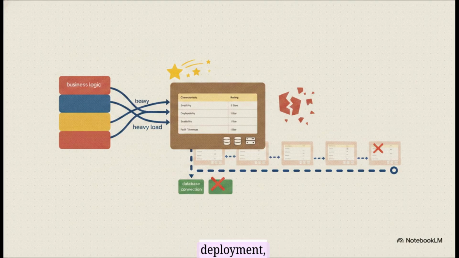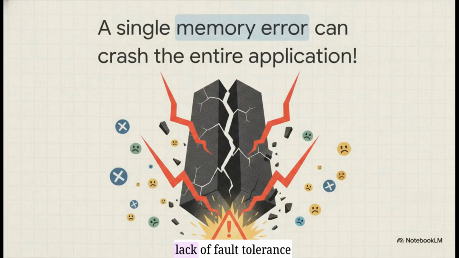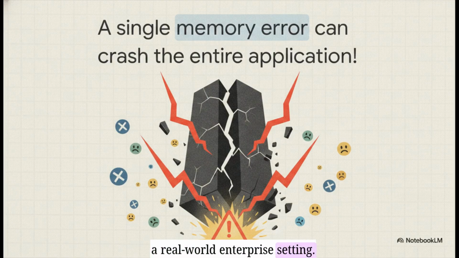Because it is a monolithic deployment, meaning everything is bundled into one giant unit, you can't easily scale just one piece of it. If your business layer is under crushing load during a massive sales event, you have to replicate the entire application, database connections and all. And honestly, that lack of fault tolerance is arguably its biggest vulnerability in a real-world enterprise setting.